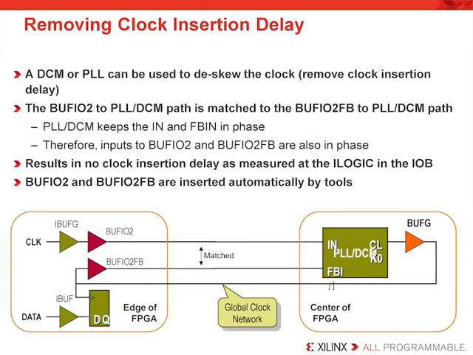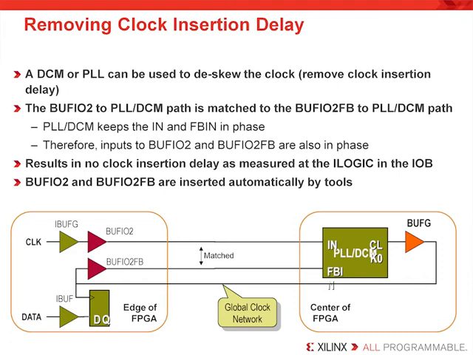Now, this is an example of how to remove clock insertion delay in a standard system. In this case, a DCM or PLL is going to be used to deskew the clock, that is, remove that clock insertion delay. First of all, the clock will come in through an IBUFG primitive and connect to a BUFIO2 primitive, which will be the fast way to get that clock to the PLL or DCM. Then that output clock will be routed on a global buffer, and at one point will be fed back through a BUFIO2 feedback.